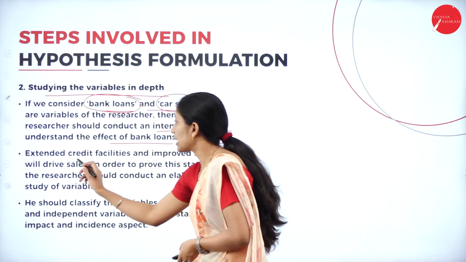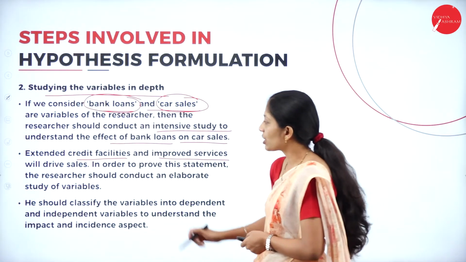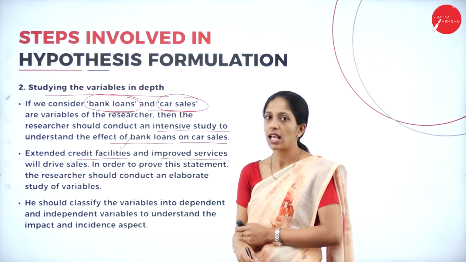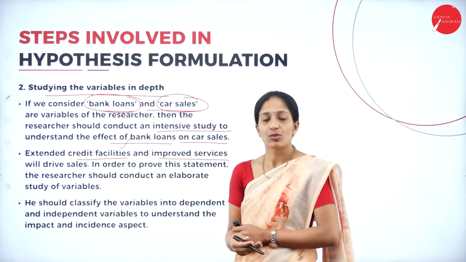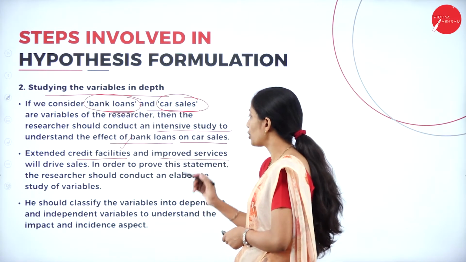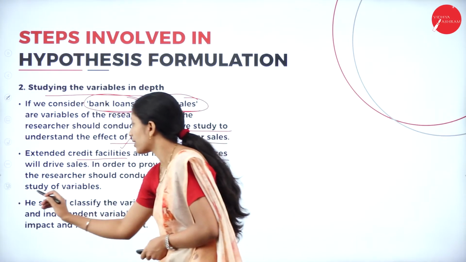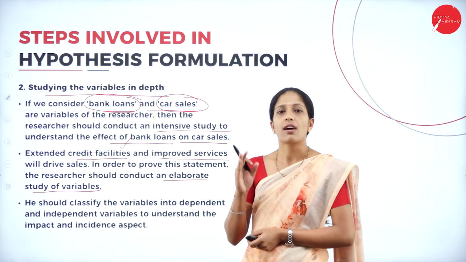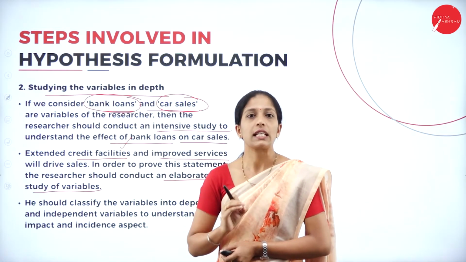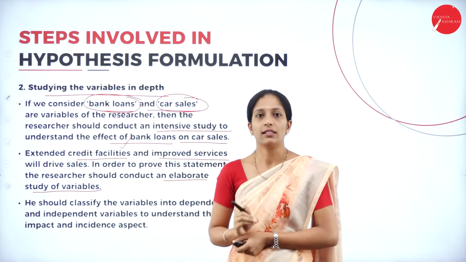So, extended credit facilities and improved services will drive sales. Of course, we know extended credit facilities. If there are a lot of credit facilities and improved services are provided, then it increases car sales. In order to prove this statement, the researcher should conduct an elaborate study of the variables. He can't just give an assumption on his own; he has to study each and every variable involved in that research work in detail.